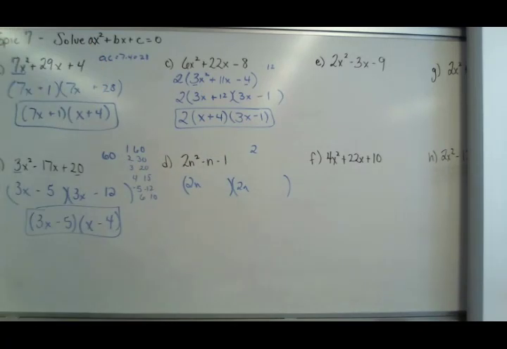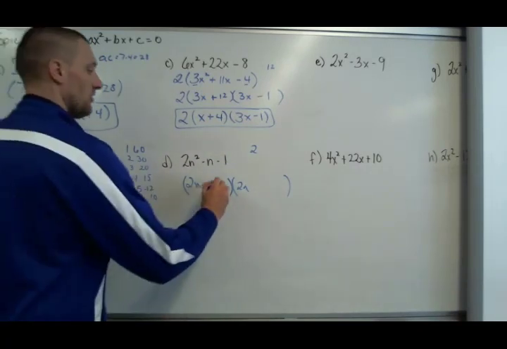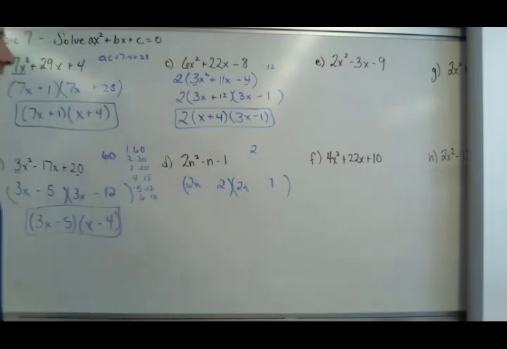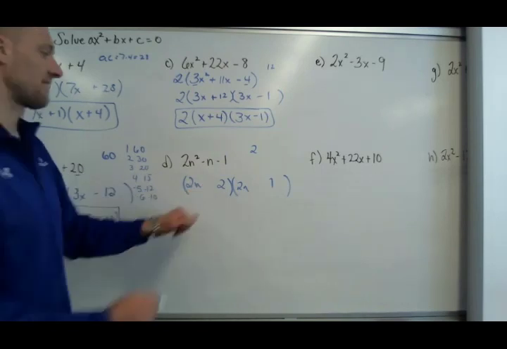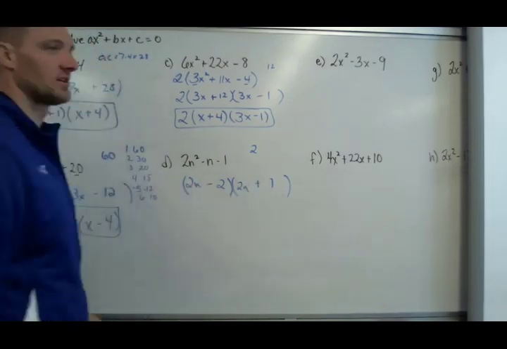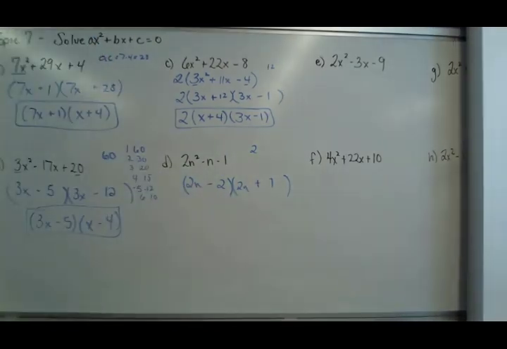Now, the only factors of 2 are 2 and 1, so I know that they're going to be 2 and 1 that go into here. But I want a negative, so I'm going to have a negative 2 and a positive 1. And when I combine those, that gives me that negative 1 that I'm looking for.